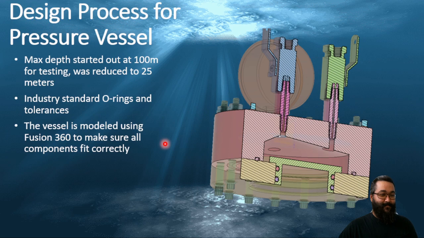I used industry standards for the O-ring, so the Parker handbook, and tolerances for all the hardware for the pressure vessel design. The pressure vessel was then modeled using Fusion 360 to make sure all the parts fit correctly and nothing was hidden anywhere. What we can view here is the geometric shape inside of the pressure vessel. This is designed to allow air to escape the system and to be filled with water. We're going to talk about why water was chosen later on.